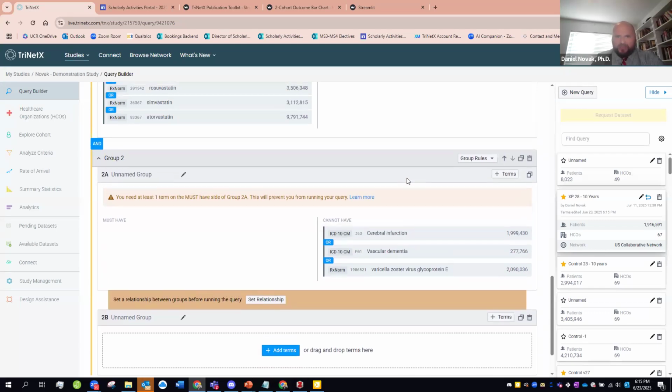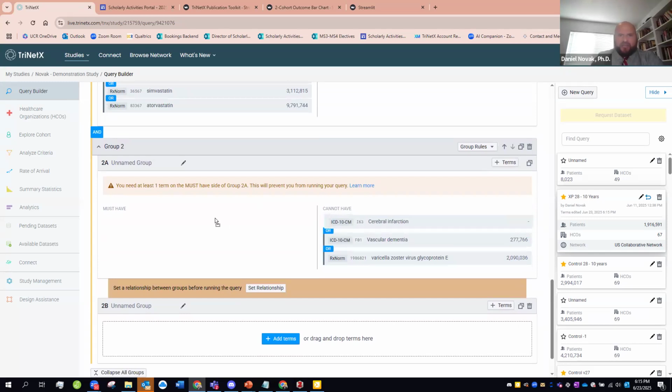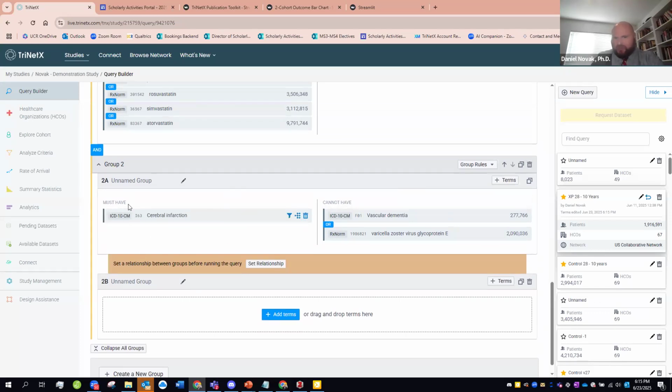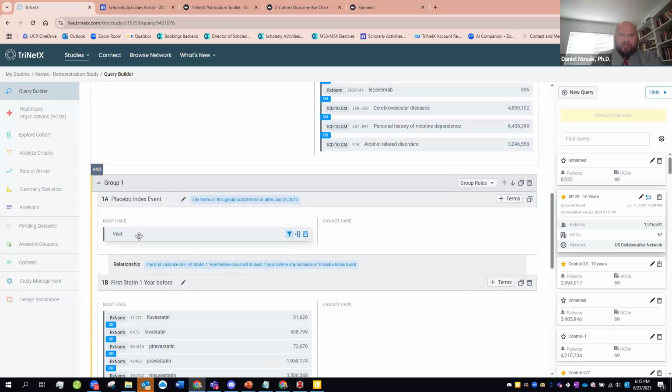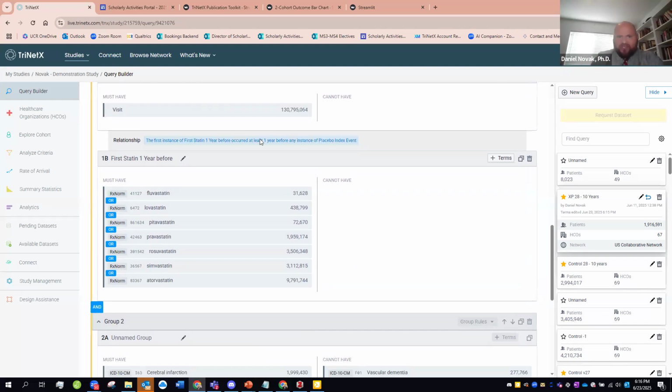So I'm just going to add these terms in here. And you can see that even though you actually need a positive, we could say we actually want to include people who had strokes be a defining component, but didn't have vascular dementia or the zoster virus at any time. And then you can define additional relationships between them. So you can also, for example, duplicate your groups and change time relationships between your visits. So this would be anybody who had been on a statin for at least 1 year prior to the visit.